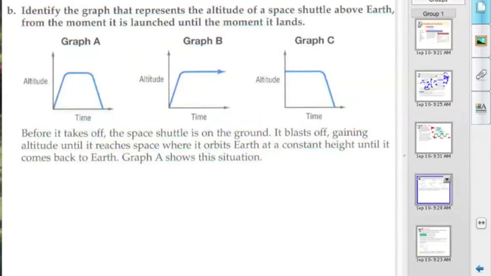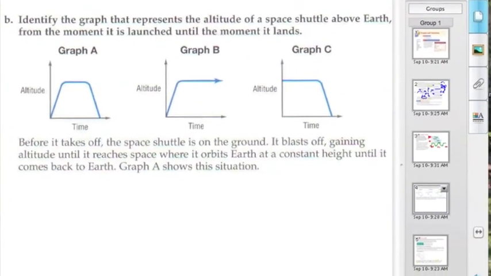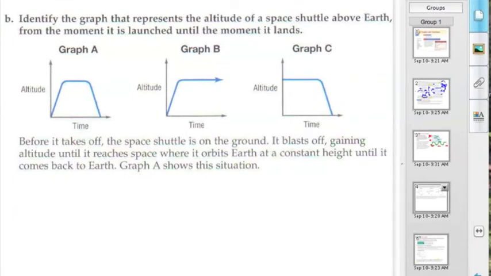Moving on. Now we need to identify the graph that represents the altitude. Okay, so first of all, there's a vocab word. What does it mean to be the altitude? Well, you should know that altitude means the height. So, the height of the space shuttle above the Earth, from the moment it is launched until it lands. So that's important to understand what is the definition of what you're looking for. All right, the answer is A. From the time it's launched, the space shuttle increases in altitude, orbits the Earth, and then lands. Very good. So here's the answer right here.